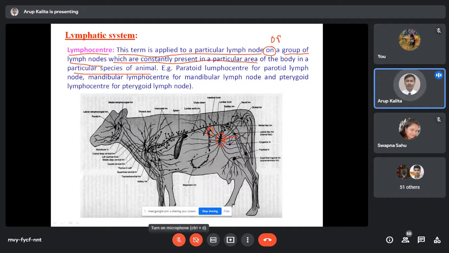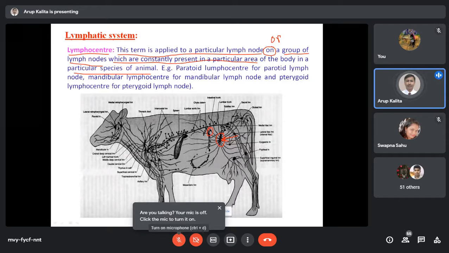So this term is applied to a particular lymph node or a group of lymph nodes which are constantly present in a particular area of the body in a particular species of animal. For example, I am showing this lymph node. This lymph node is known as the prefemoral lymph node, or subiliac lymph node, same thing, same name. This lymph node is definitely present in this area, cranial to the femoral bone. The femoral bone is present here, so cranial to the femoral bone, that is why it's called the prefemoral lymph node.